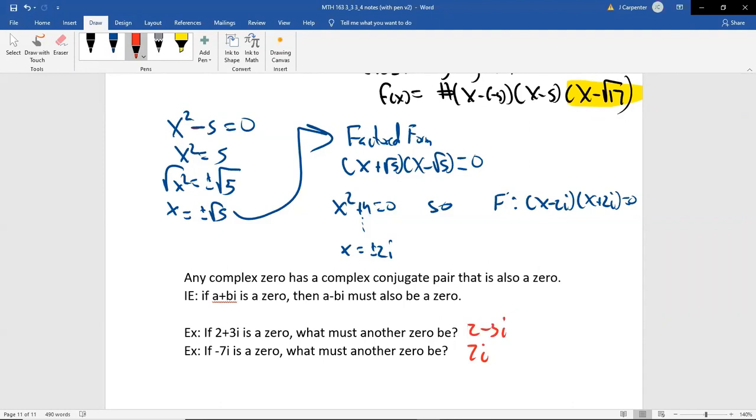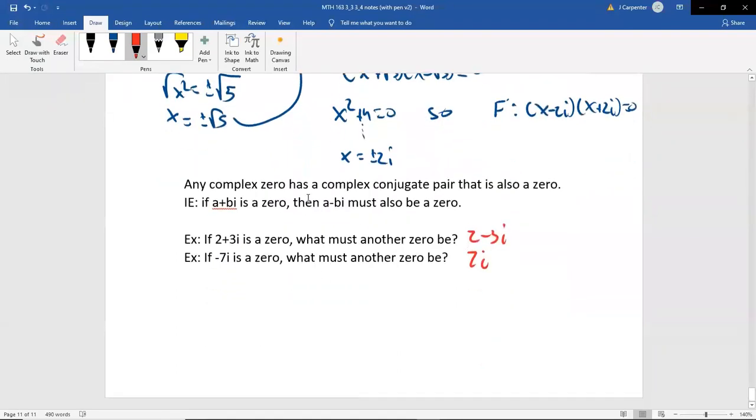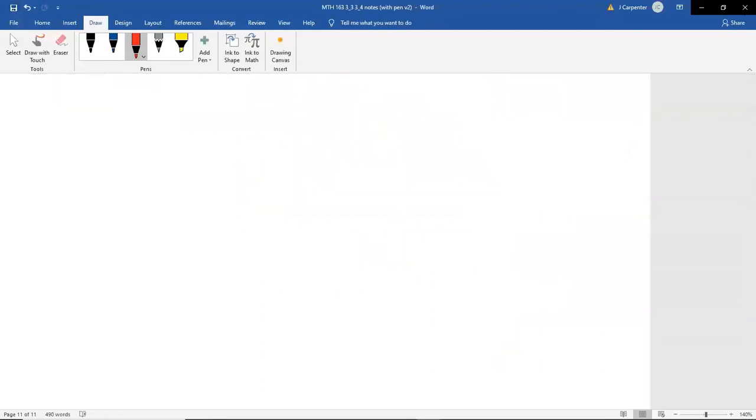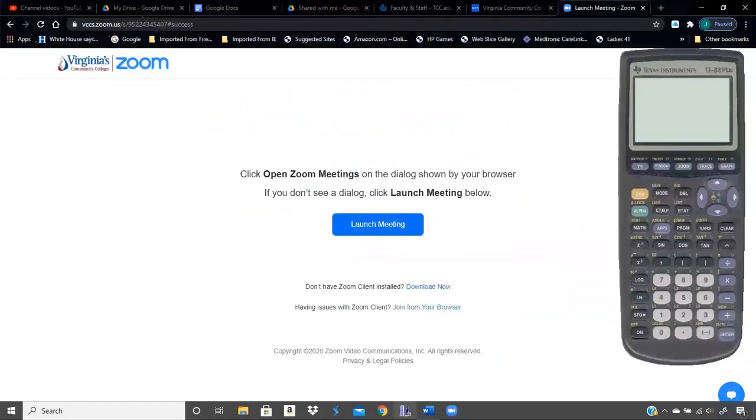Now, in the interest of time for section 3.5, because I'm trying to get 3.5 and 3.7 done, I need to get 3.5 done today. It looks like I'm going to have to push that test date back. I didn't want to, but we're probably going to have to. All right, so that's 3.4. That's the end of polynomial zero finding and graphing.